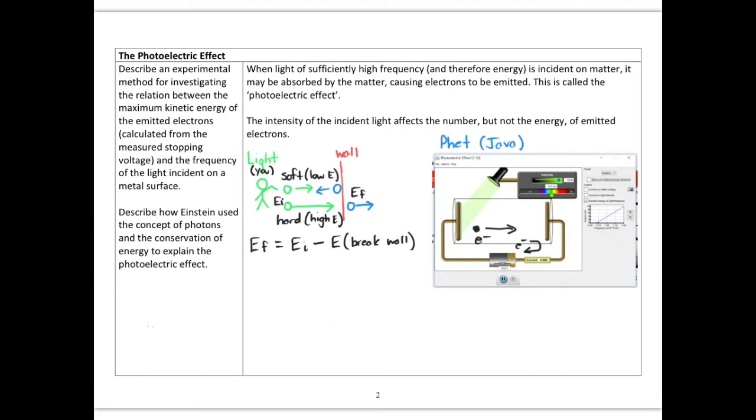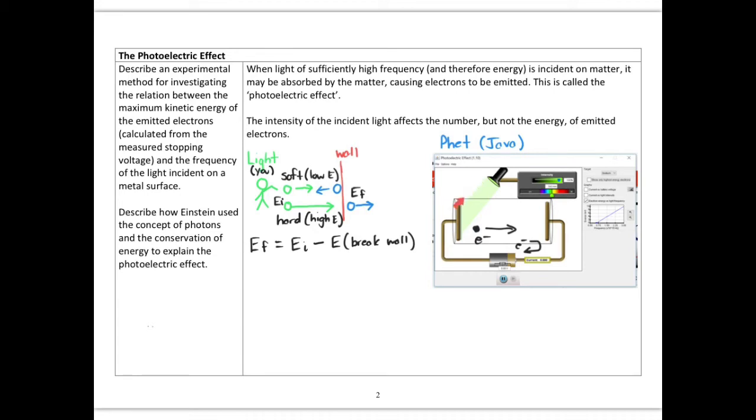But why was this result so important? Well, the reason this was so important is a guy who you may have heard of by the name of Albert Einstein used this to convince people that light was behaving like a particle rather than a wave.